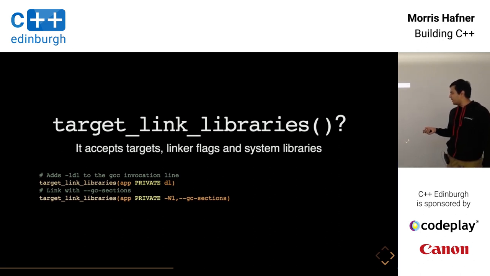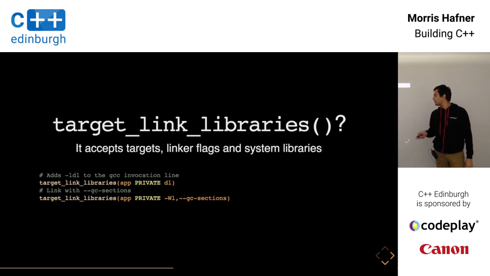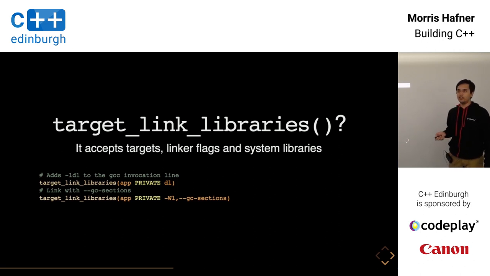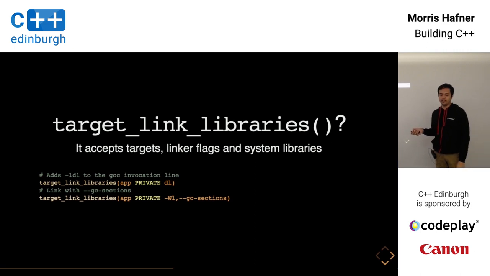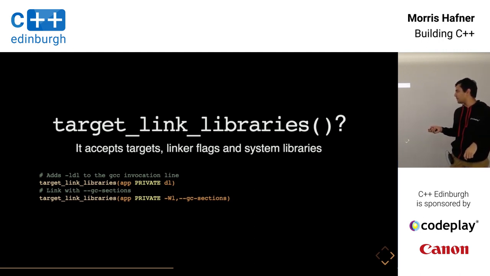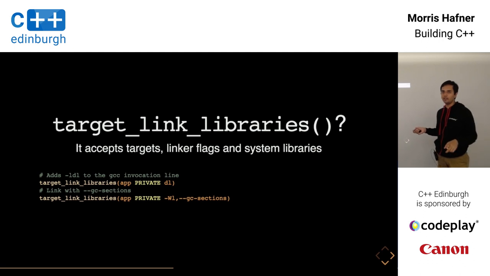If you pass something with a dash in front of it, it assumes that it's a linker flag. And this way I can pass flags to the linker. In this case, I want to pass --gc-sections to the linker. Important part here, by the way, if you're using target_link_libraries to pass linker flags, even if you use MSVC, you have to use the dash, because the dash has a special meaning. Don't use a slash. Slash means it's a library for some reason.